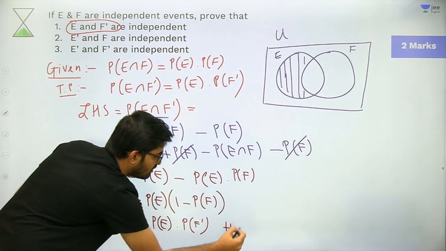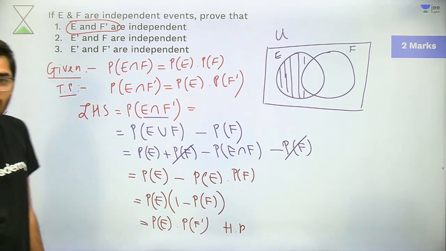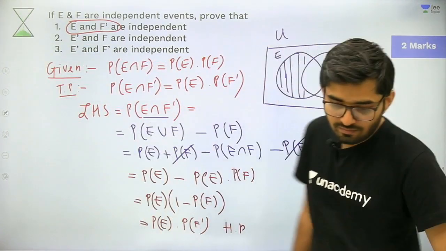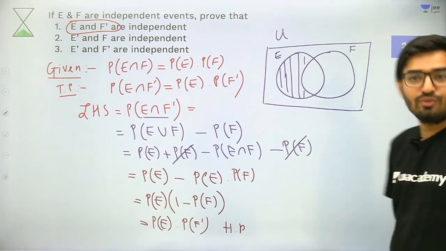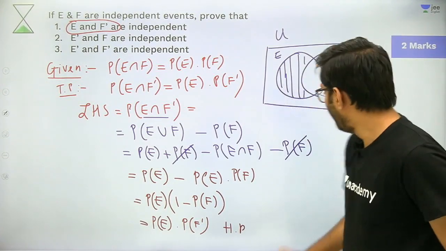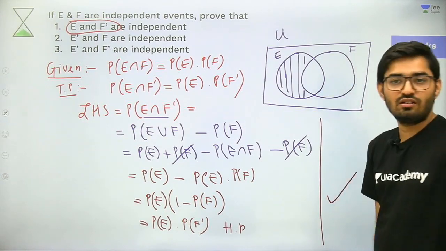Hence proved. Understood? Is the first part clear to all of you? Yes or no? The first part is very easy. You can solve it just by doing this. You just have to draw the Venn diagram, and if you write this much, then definitely you will get 2 marks.